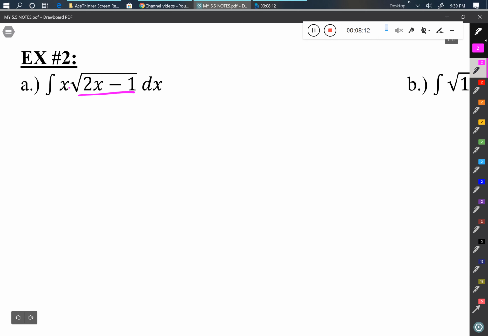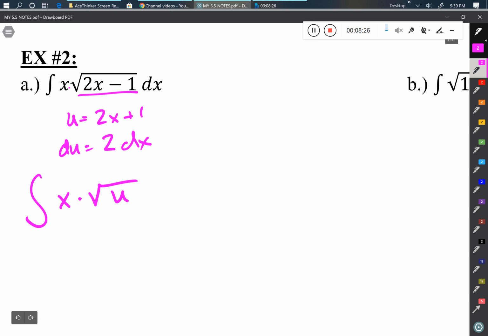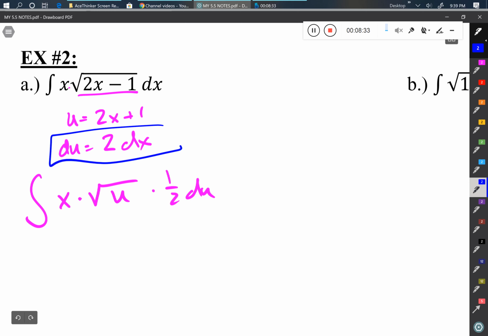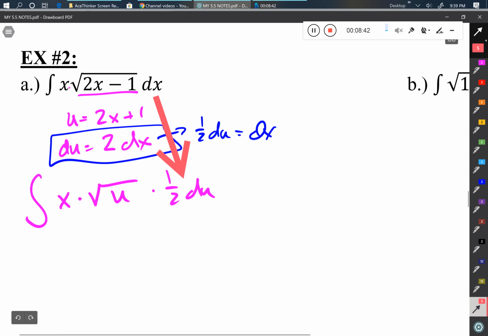Two things multiplied together, one of them is composition, call that one u. U is 2x plus 1. Differential du then is the derivative of that, 2 dx. I perform the substitutions. I get the integral of x times the square root of u times 1/2 du. I left out a step here. This line, we would turn this into 1/2 du is equal to dx. So the dx here turned into 1/2 du, and the 2x plus 1 turned into u.